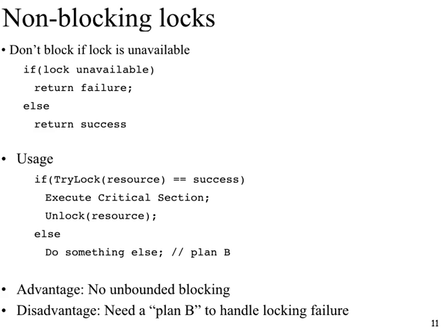So such form of locking is sometimes known by the name try lock. The usage of try lock would be as follows. The caller would call try lock on a shared resource. If try lock is successful, then the caller would execute the critical section and finally unlock the resource. If the try lock fails, then the caller does something else. So the caller should have a backup plan available to handle the failure of locking.